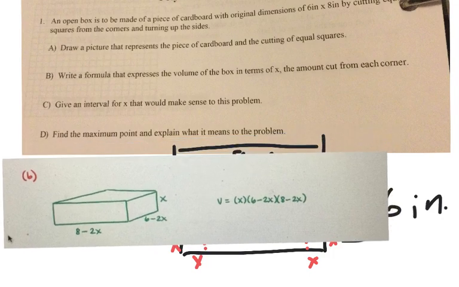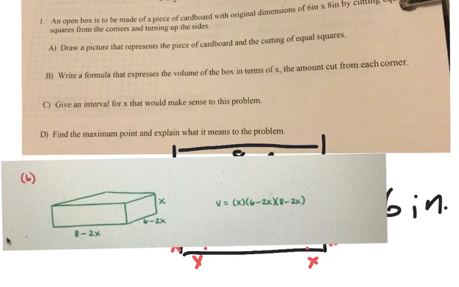So B, write a formula that expresses the volume of the box in terms of x. Well, you can see to find volume of a rectangular prism, we just multiply length times width times height. And that's what they've done here.